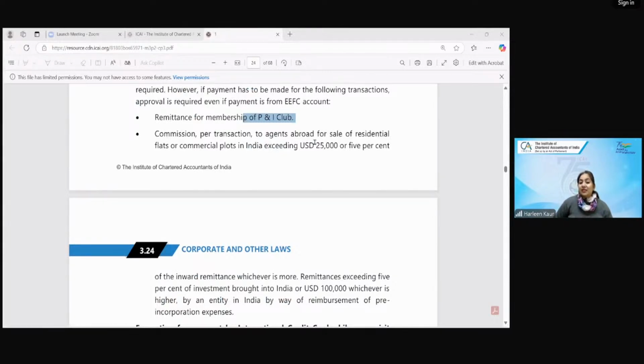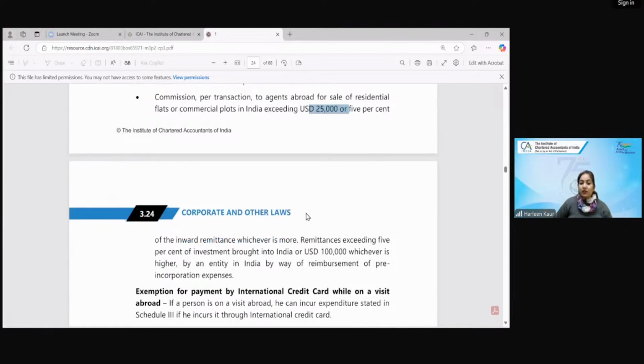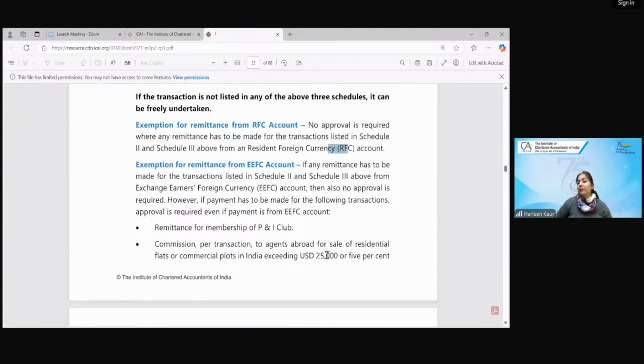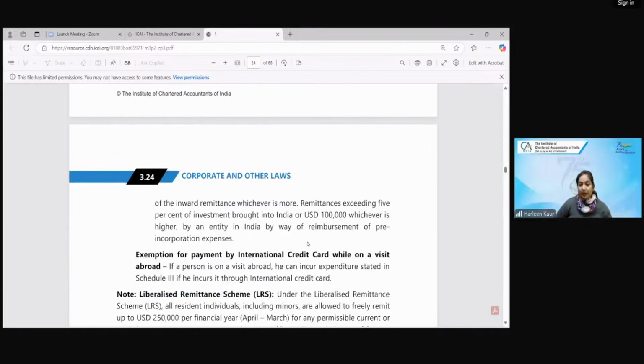Okay, commission per transaction to the agents abroad for sale of residential plots, USD 25,000 or 5% of the inward remittance, whichever is more. For this transaction also approval is required. RBI approval is needed, right? And if I'm doing it from the EEFC account, then do I need approval? No, ma'am, then no approval is required. Only if we do it from the EEFC account, then approval is required.